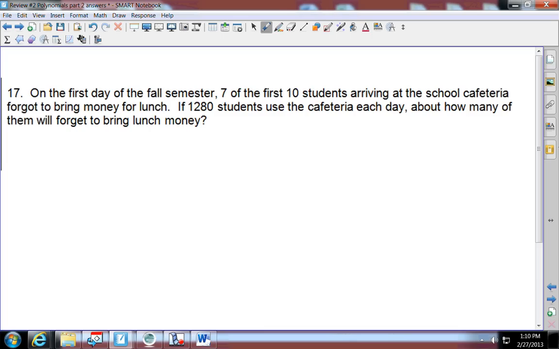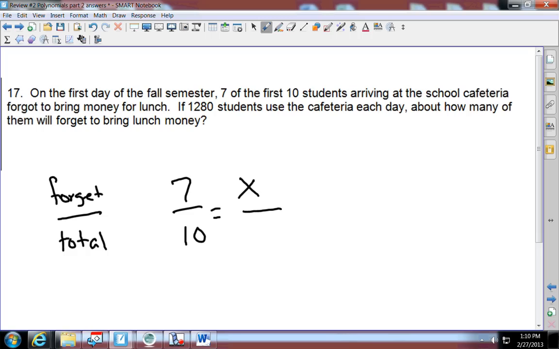Okay, so first off, you have the amount that will forget over the total. Part over the total. 7 will forget out of 10. They want to know how many will forget out of 1,280. Now, some of the ways they've taught you how to do it is scale factor, where you figure out what this change is right here and you multiply it up here. I don't like doing it like this. When I set it up, I like doing cross multiply and divide.